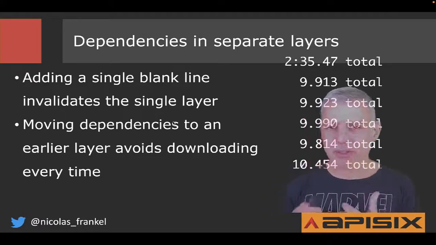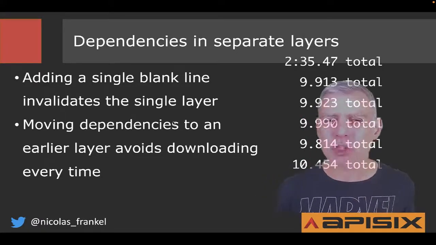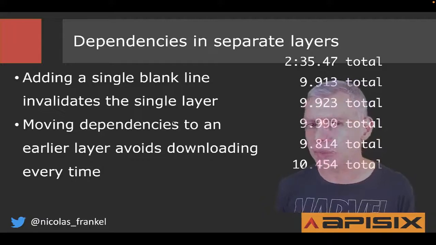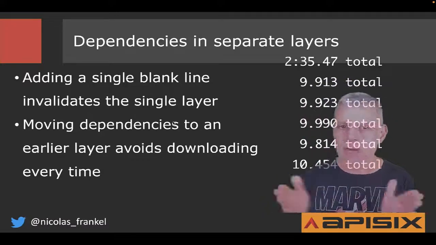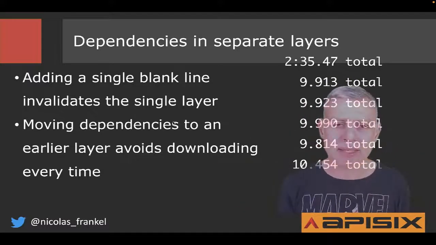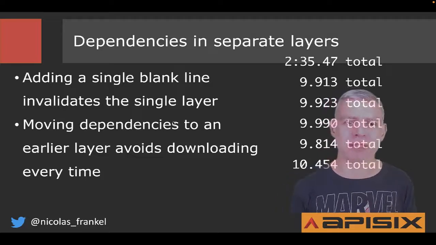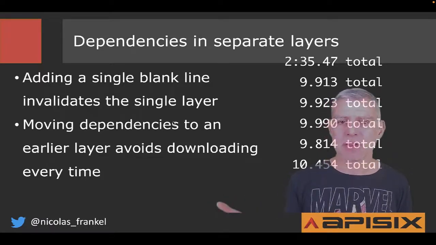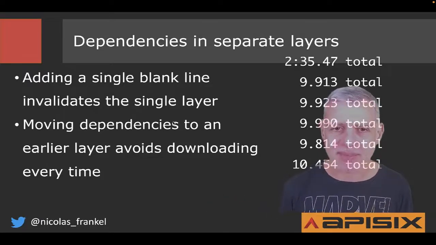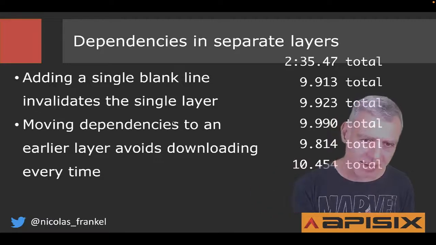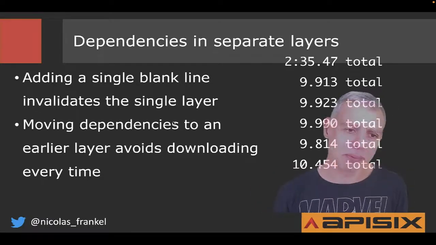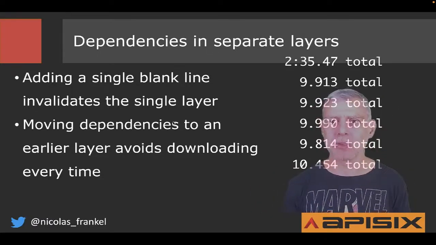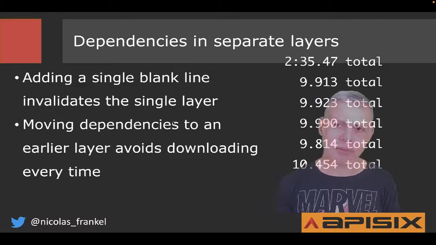Now, there is another problem. What if I want to change a single dependency? Because now I have a layer where I have all my dependencies. So if I have snapshots, for example, and every time the snapshot is updated, then it invalidates this layer. And what do I need to do? Well, reload all the dependencies that I don't want.